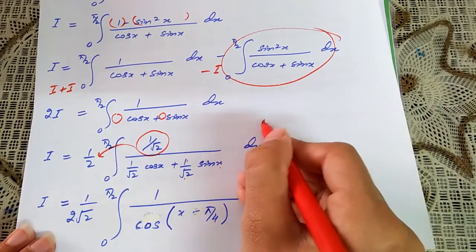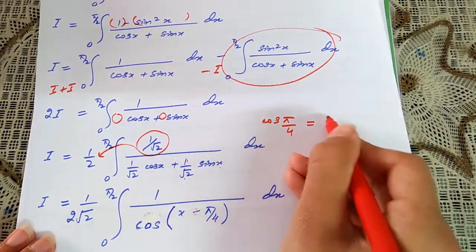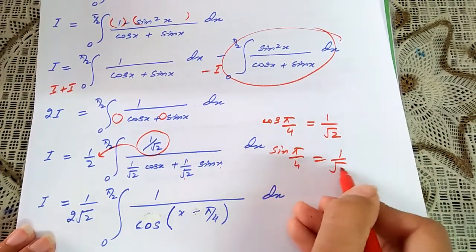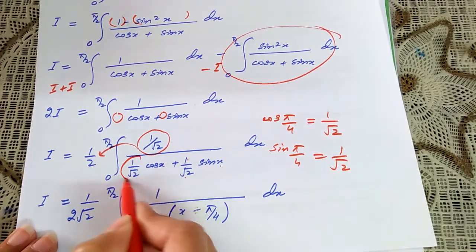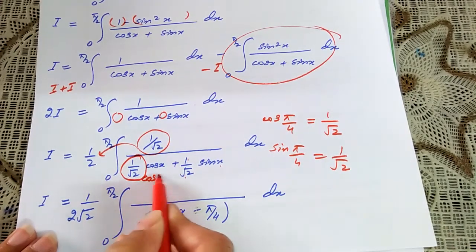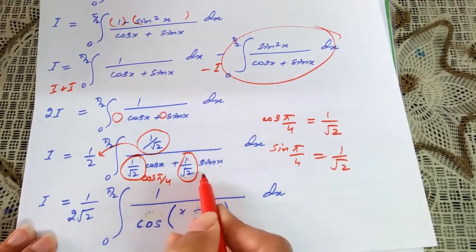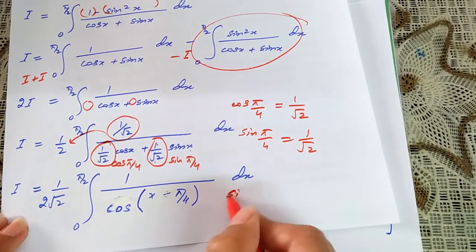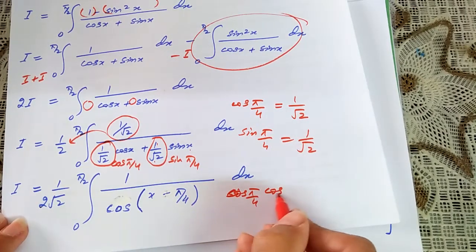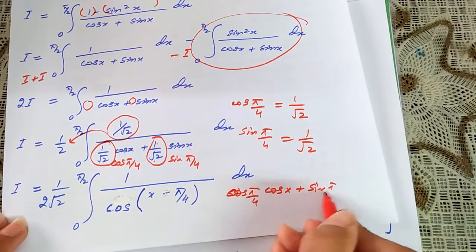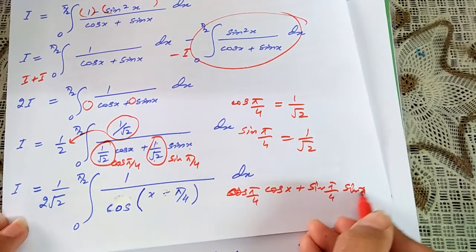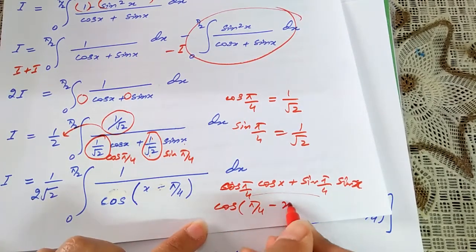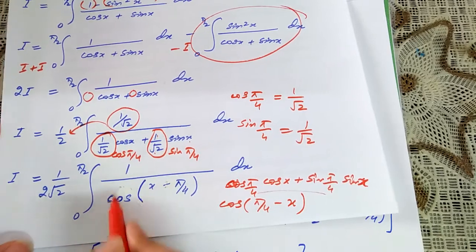We know that cos pi by 4 is 1 over root 2, and also sin pi by 4 is 1 over root 2. So I will replace this 1 over root 2 with cos pi by 4 and this 1 over root 2 with sin pi by 4. So if you observe, you got here cos pi by 4 cos x plus sin pi by 4 sin x. And what is this formula equal to? This is equal to cos of (pi by 4 minus x). So just replace it with this.